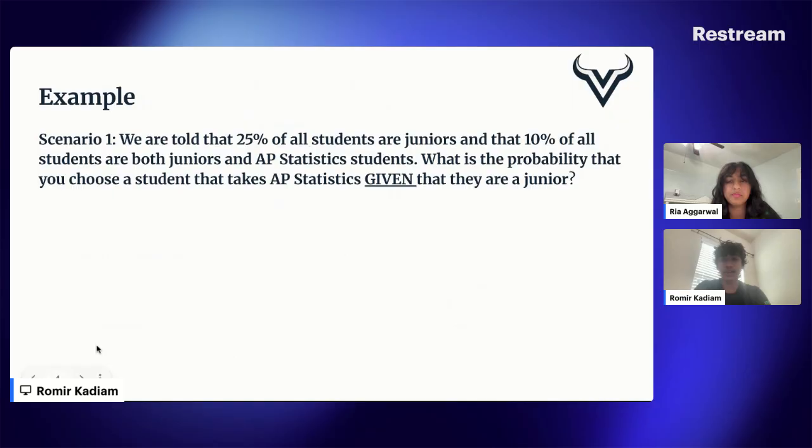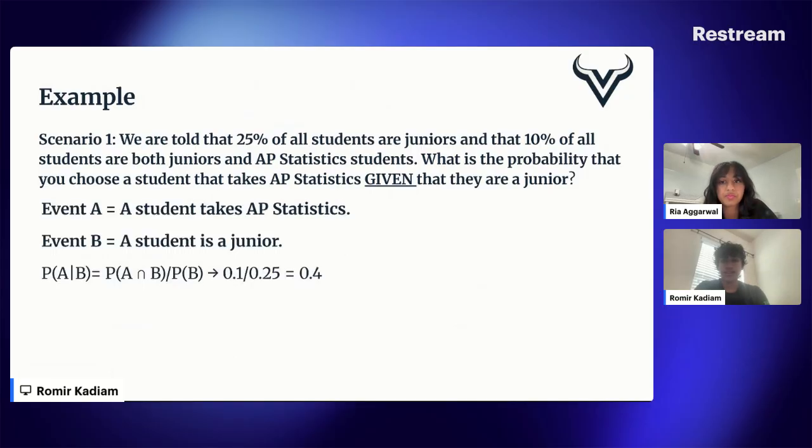So here's an example. You can pause the video and do it by yourself. Okay, so the question is asking what the probability of getting an AP Stats student is, given that they're a junior. So first we have to put our events down. We can say that event A is a student takes AP Stats, and event B is a student is a junior.